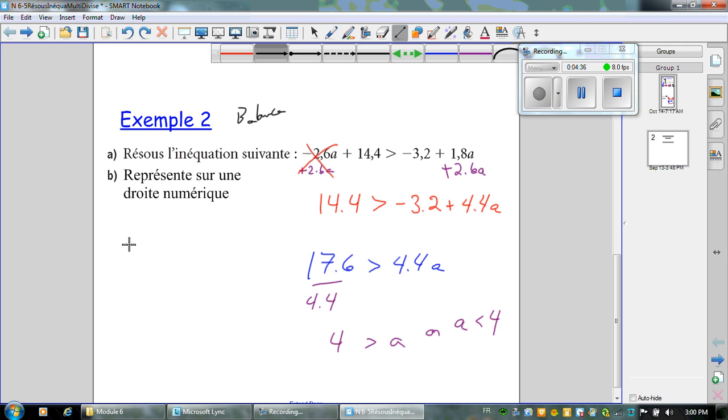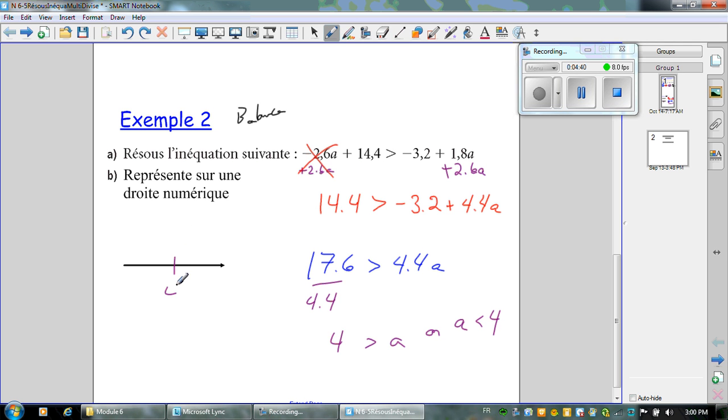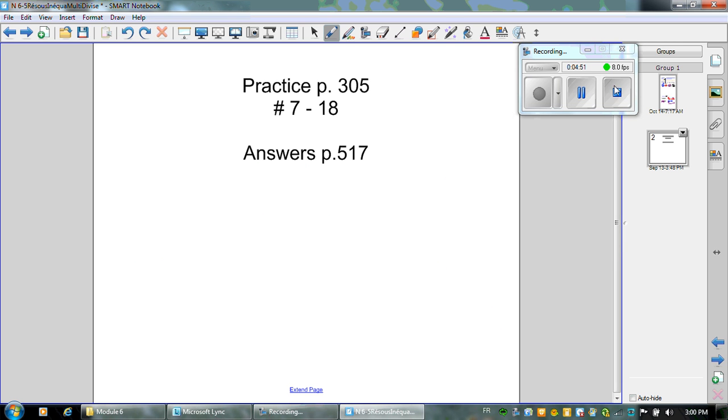On a number line, that would look something like this. You have a 4 here, and all the numbers that are smaller than 4. So 3, 2, and so on. Here's your practice. Make sure you check your work behind the book.